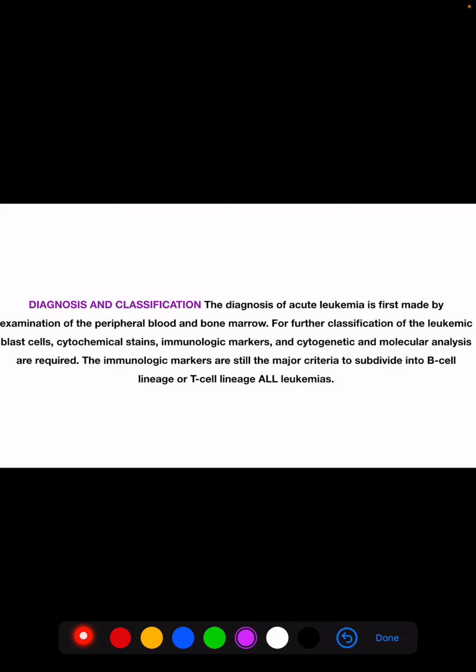Diagnosis and classification. How to make a diagnosis of acute leukemia? The diagnosis of acute leukemia is first made by examination of the peripheral blood and bone marrow. So if we suspect leukemia in any patient, what do we have to order? First we have to order examination of the peripheral blood and bone marrow.